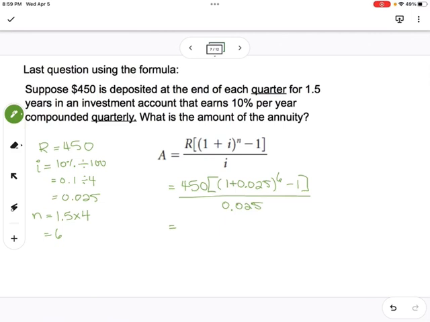0.1596, this decimal continues, times 450, and divide that by 0.025. And we will get $2,874.48, which matches the chart that we did a couple of slides ago. Just not having to do the calculation for every single quarter. We can jump right to the answer here.